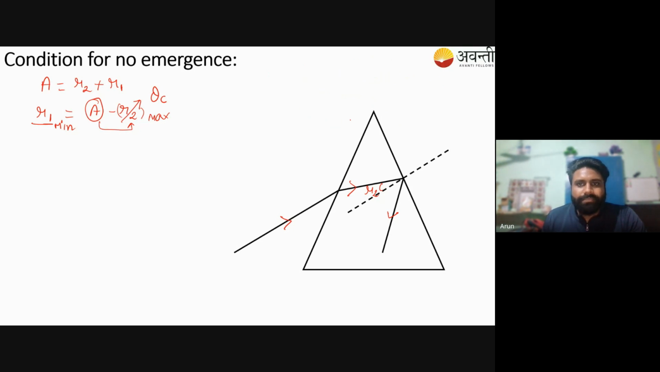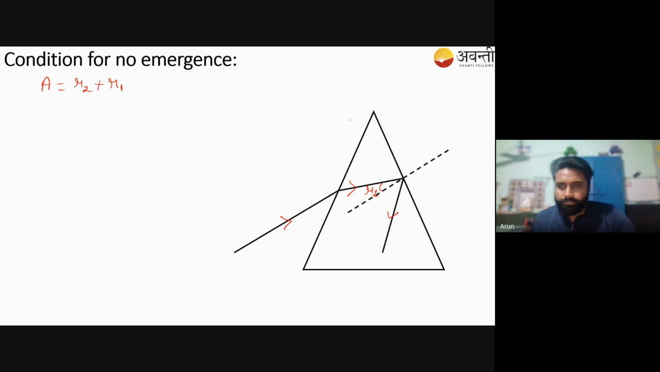So we have the maximum value of angle is theta c, and R1 is equal to A minus R2, means R1 minimum is equal to, or we can say that, just a technical error I have made here, sorry for that. Yeah, just a second. Focus on this.